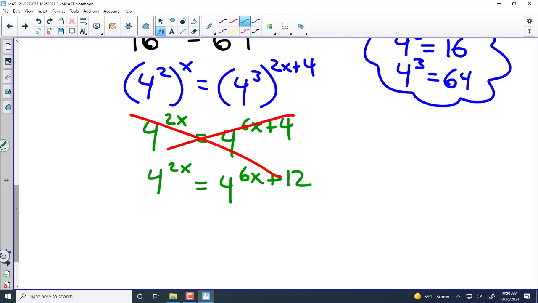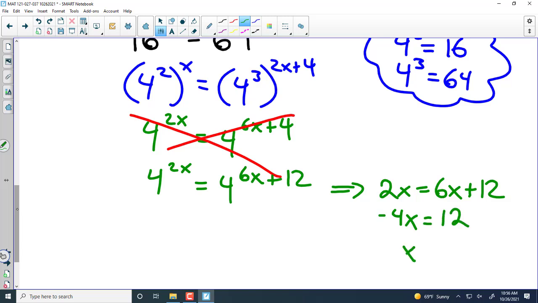Once the bases match exactly, and then you just got to remember how to do your old school algebra. I'm going to subtract 6x from both sides. Divide both sides by -4. And I get -3, and I'm done. The negative there doesn't bother me because the exponents are allowed to be negative. Just can't have a negative base.